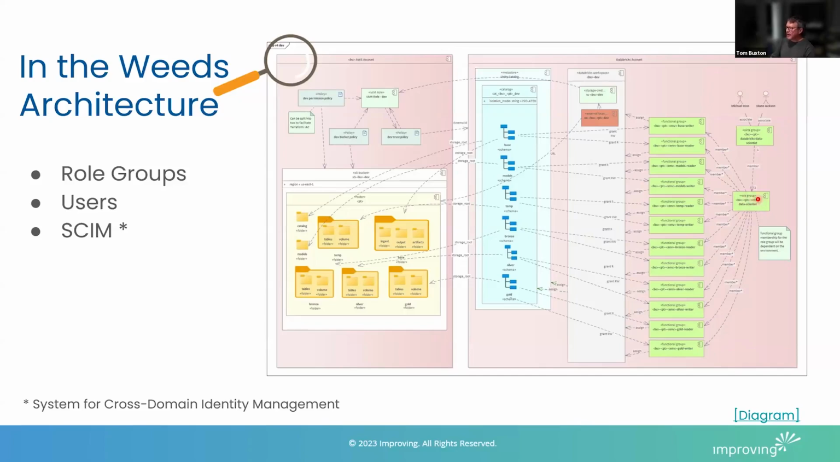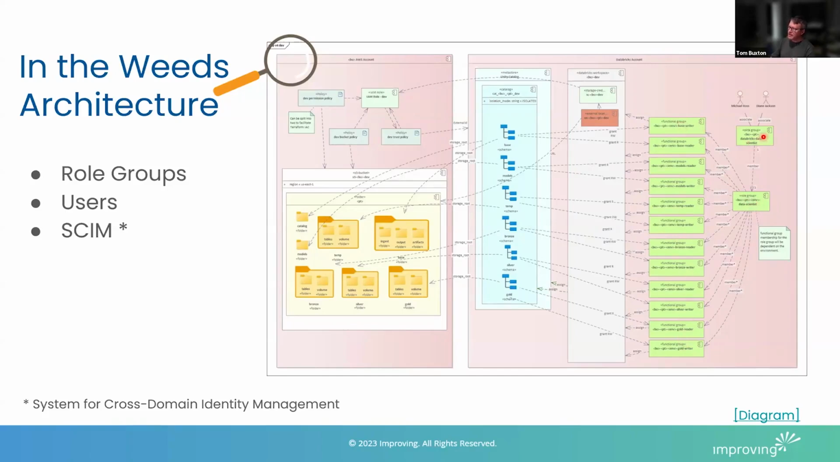So the details of who has access to what are handled within the Databricks account, which are based on who we assign our role group here to these individual functional groups.